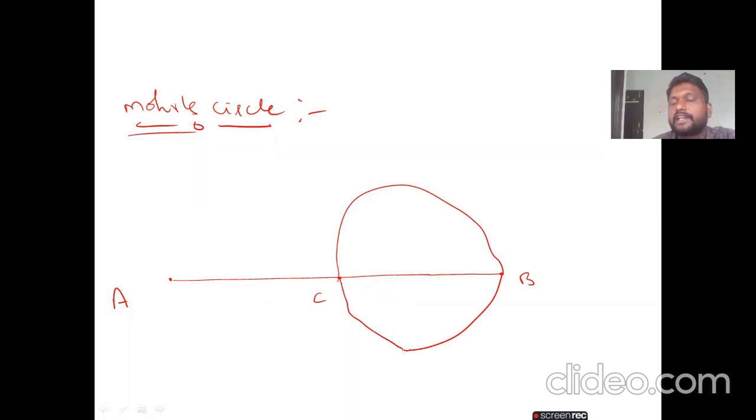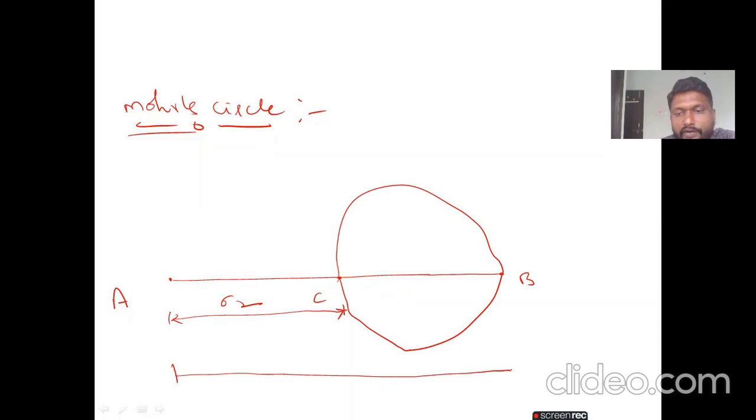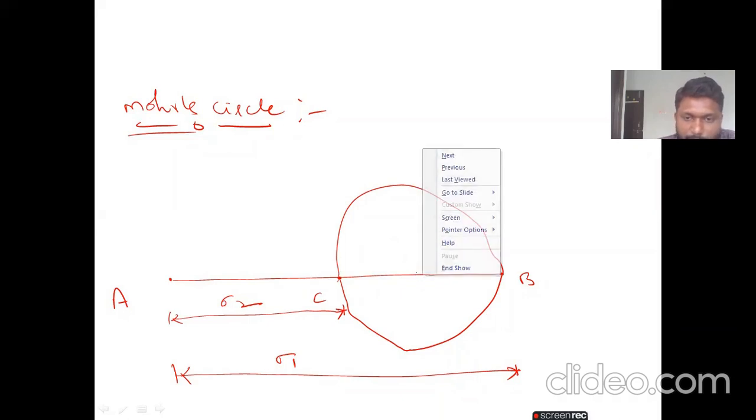Based on this graph only, we will solve the problems. This distance from here to here is sigma 2, and from here to here is sigma 1. Now with BC as a diameter, describe a circle, and let the center point of this circle be O. Please listen carefully: O is the center of the circle.